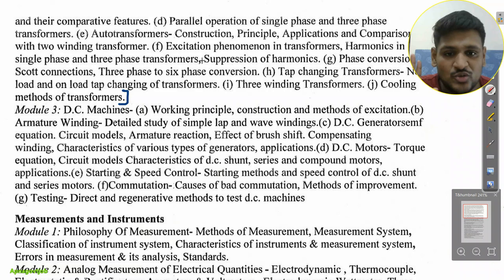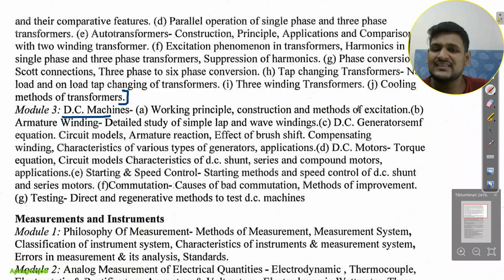Then DC machines. In DC machines what you will study basically: basic principle, method of excitation of motor, then armature winding, DC generators, then commutation, testing, direct loading methods of DC machines, DC motors are there, right? Yes. So here also you need to study all the things, okay, there is no option in that. So DC machines also you can do.